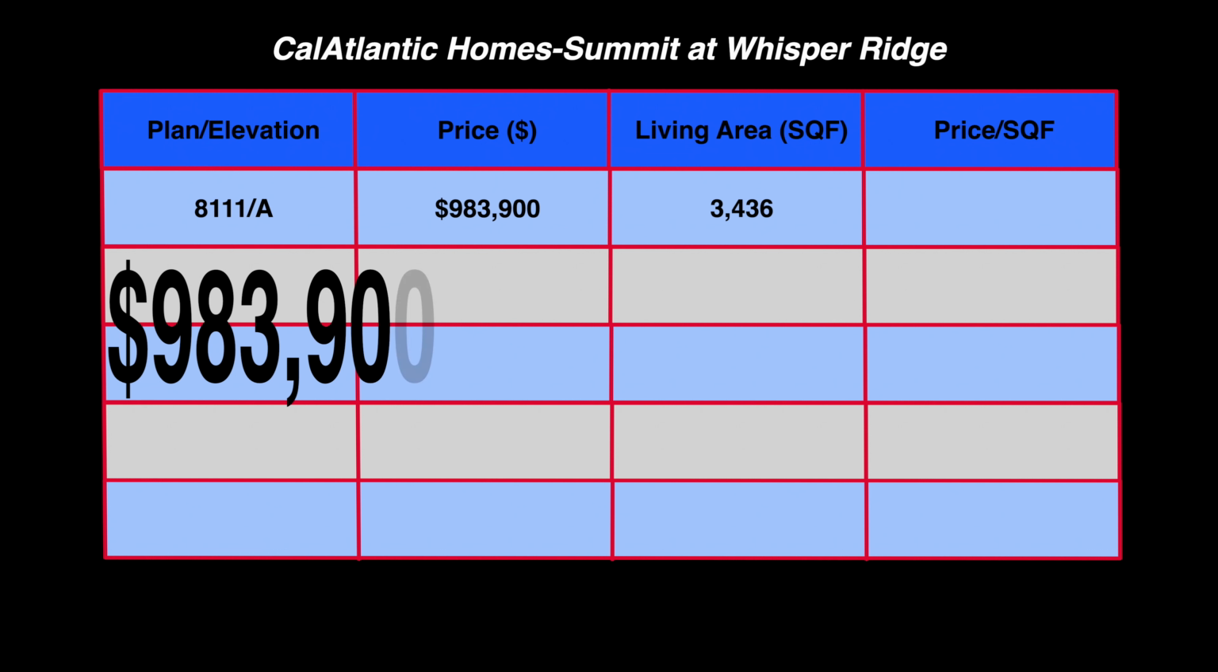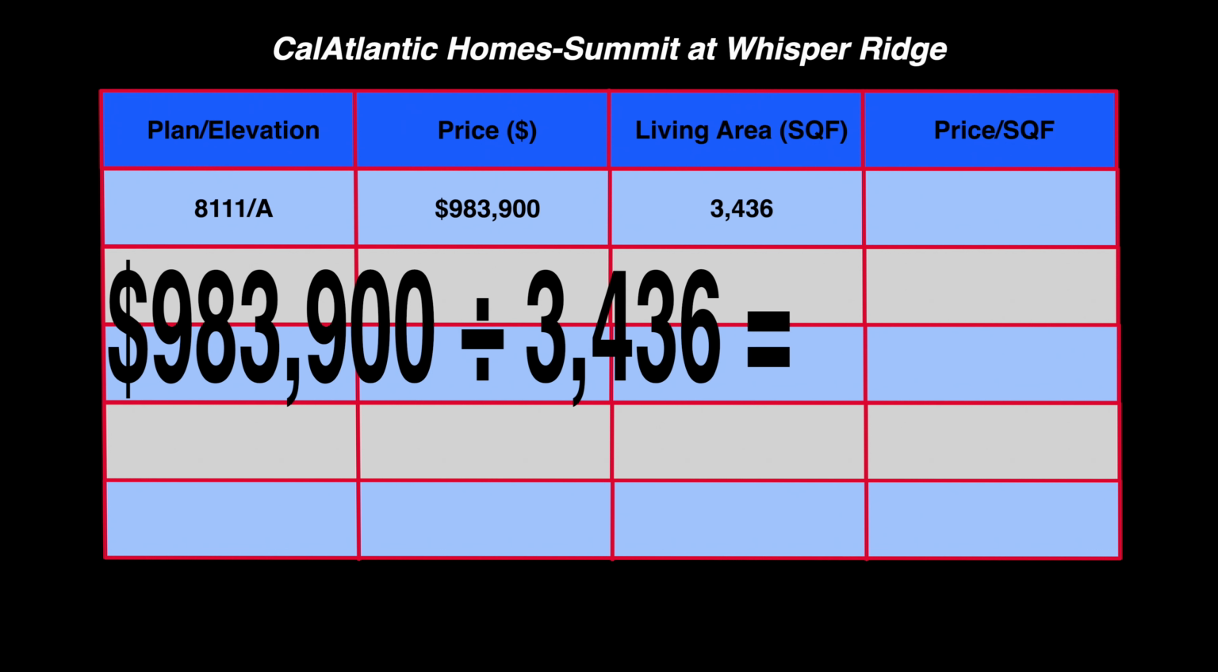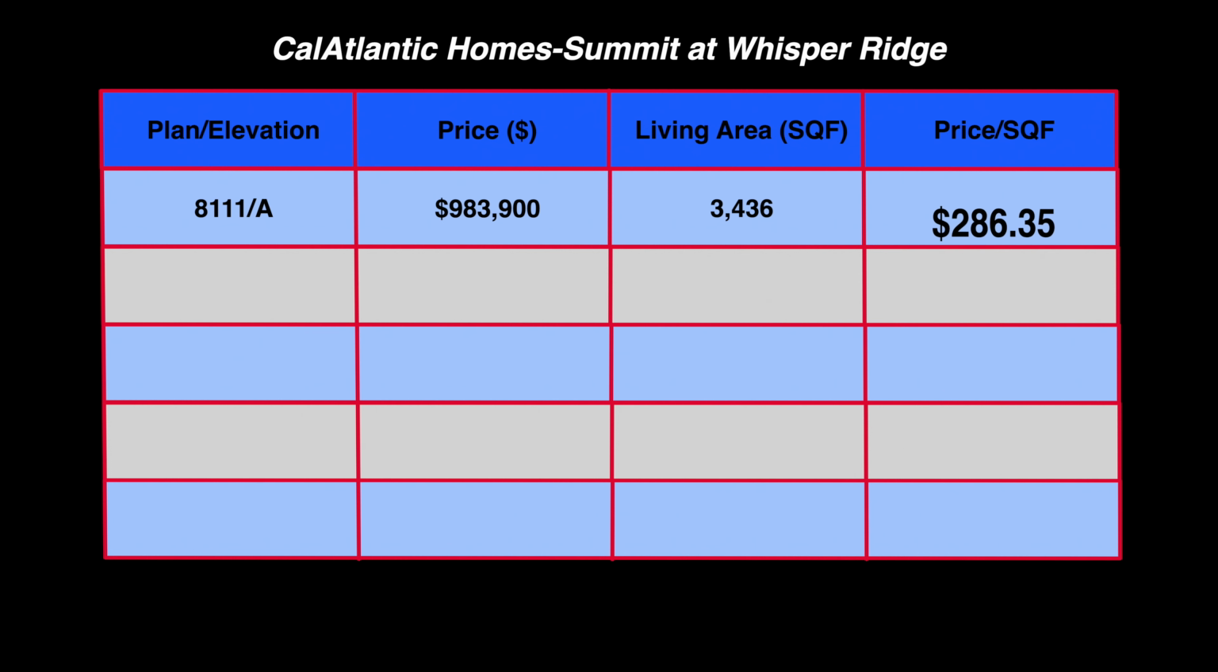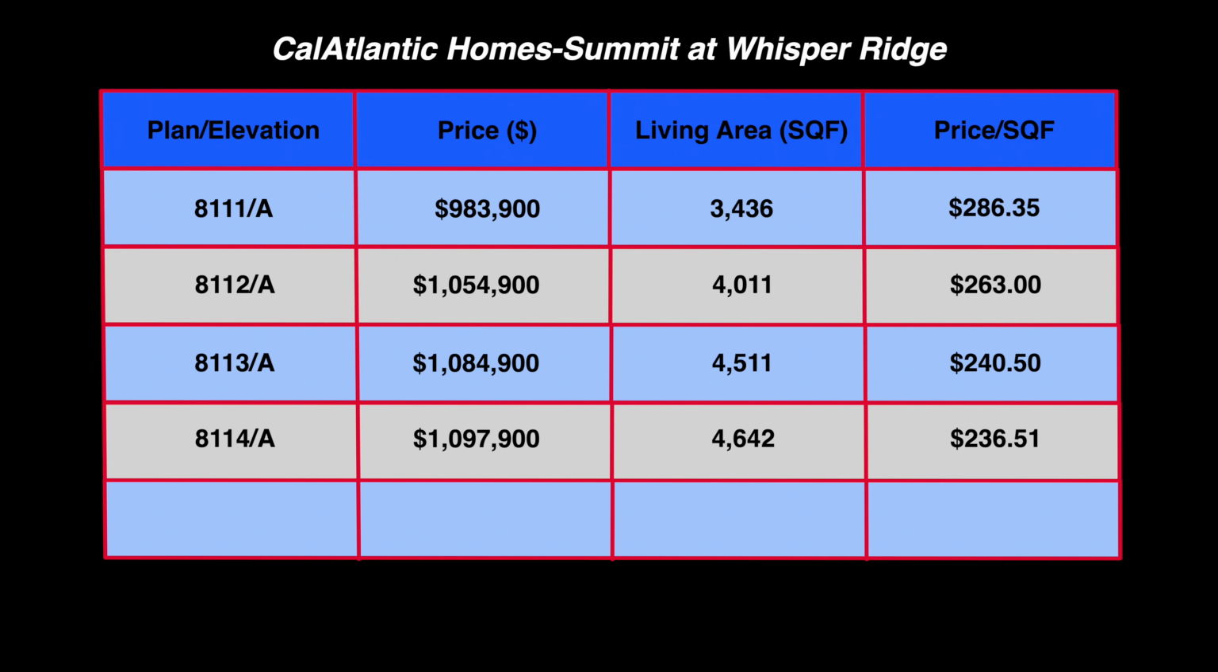Calculate the price per square foot by dividing the price by the living area. That gives us $286.35 per square foot. After entering the information for model 8111, complete the balance of the table with the remaining models. The results are as predicted. The larger the home, the lower the price per square foot. However, there's still much more information that we can extract.